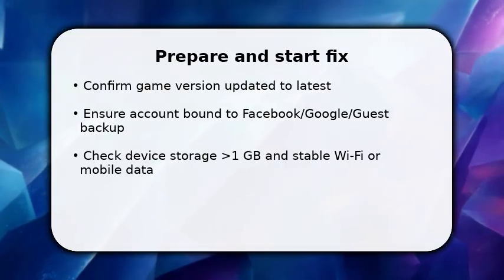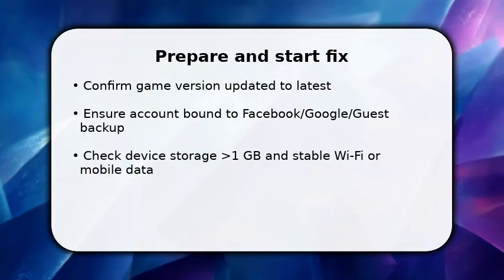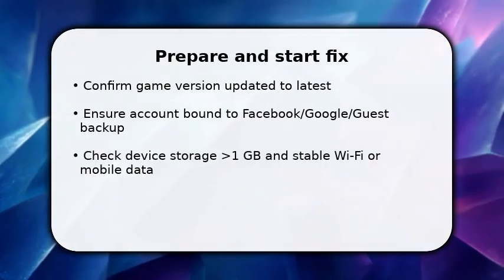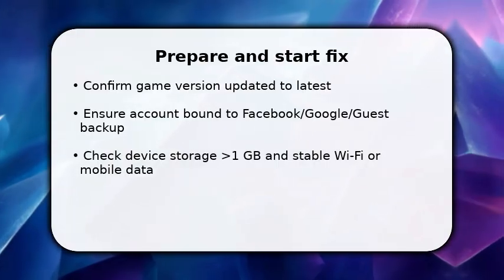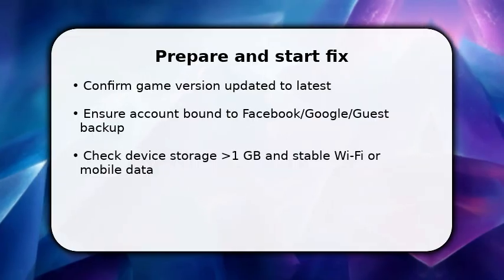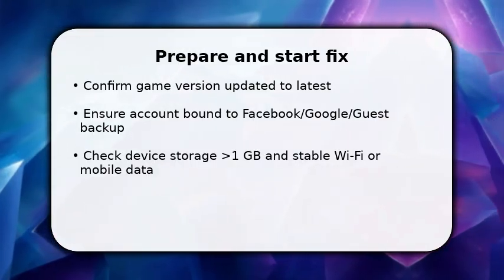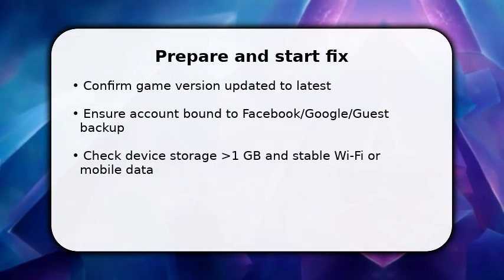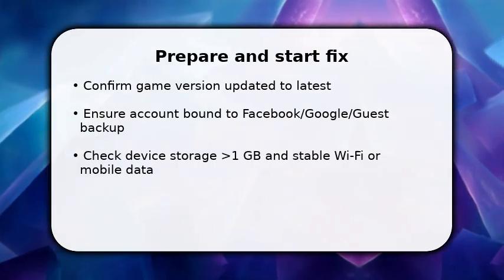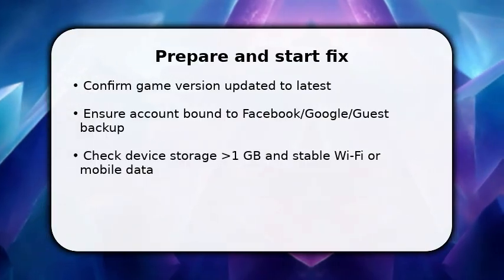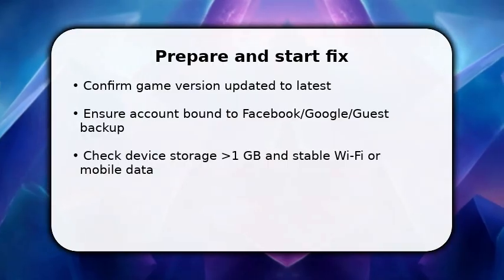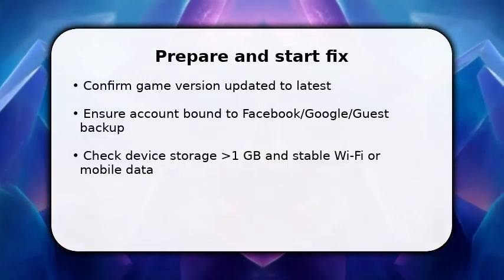You start by confirming the game is updated and your account is bound so you don't lose progress. Once done, free at least 1 GB of storage and switch to a stable Wi-Fi connection. Then force stop Mobile Legends, clear its cache from settings, and restart the app. This removes temporary corrupt files that commonly block login. Make sure you note any error codes shown because they guide the next steps. If updates are pending, install them before logging in.